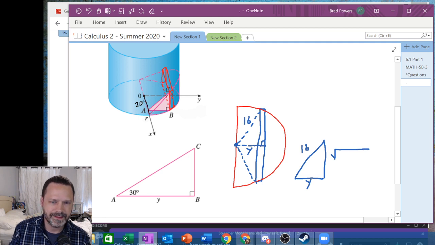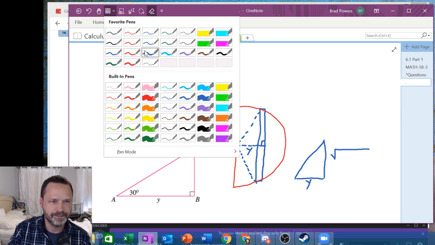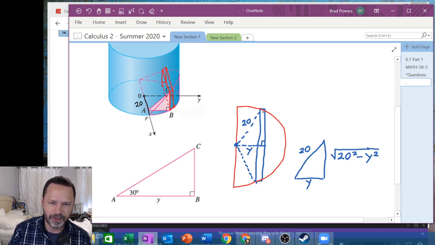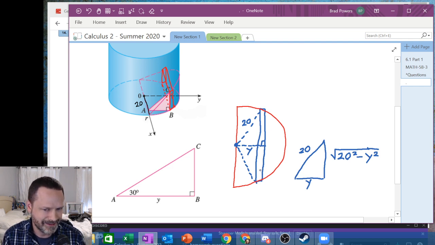Oh, now I'm doing 16 again. Why am I doing 16? It's 20 in this problem. I did 16 before because the one we did before was 16. So let's make sure I'll stick to 20 here. So 20, 20. So this is going to be the square root of 20 squared minus y squared. That's this distance. Now, if I want the whole distance of this rectangle, it's twice that. Get it?